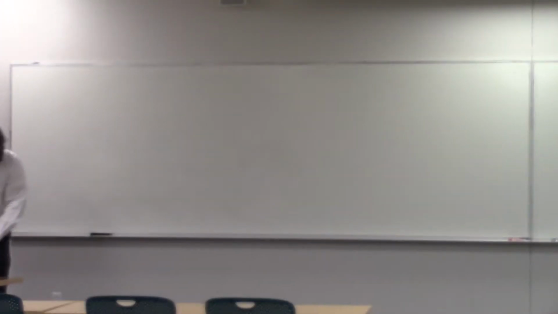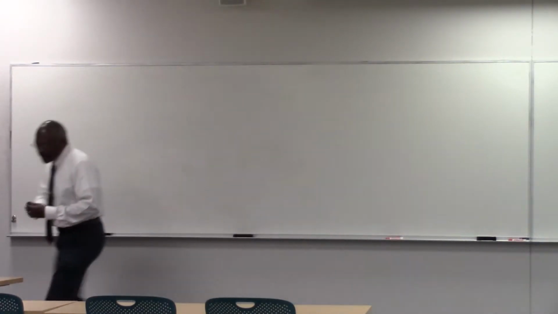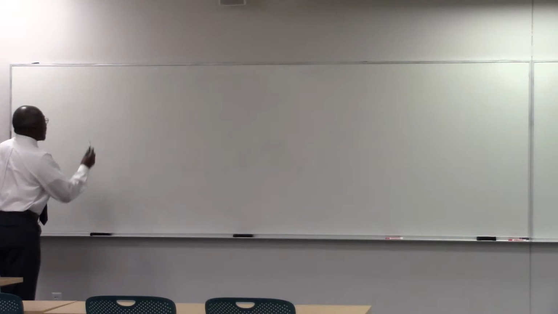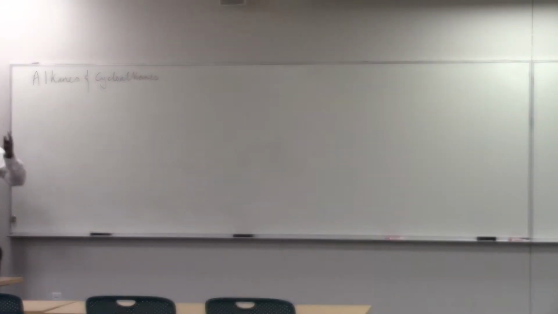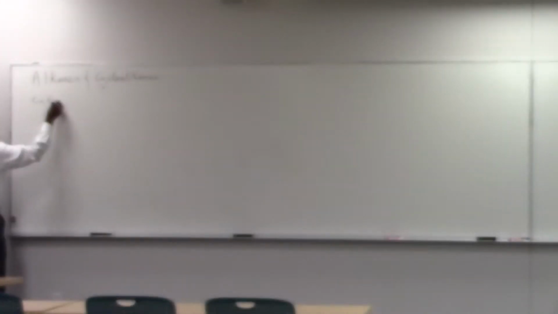So we're going to start module 5, which is alkanes and cycloalkanes. So we're going to look at alkanes and cycloalkanes. And you remember that alkanes have the generic formula CnH2n+2.